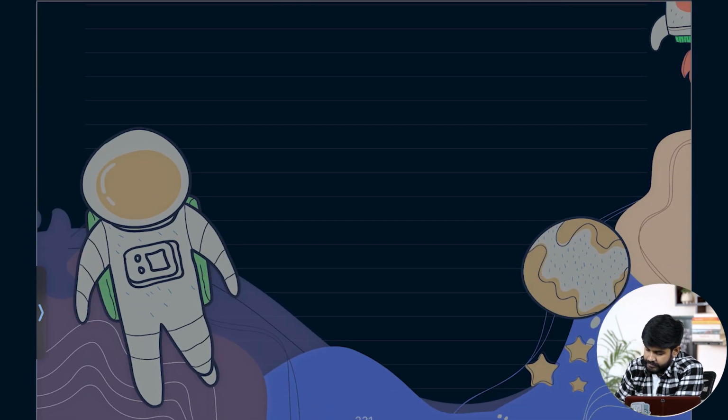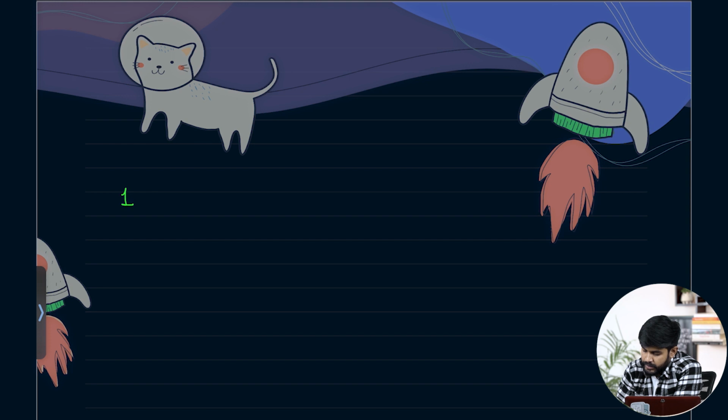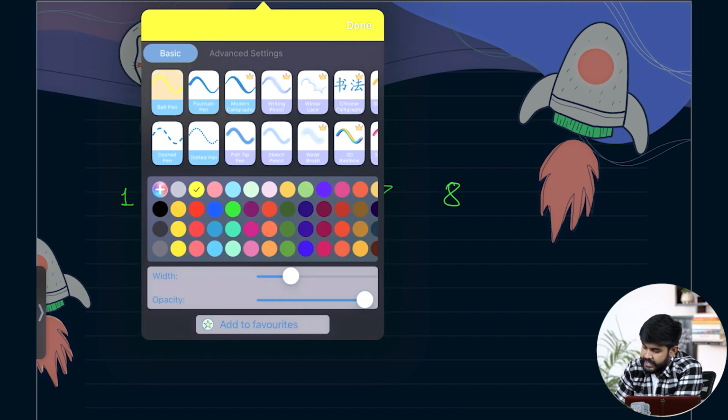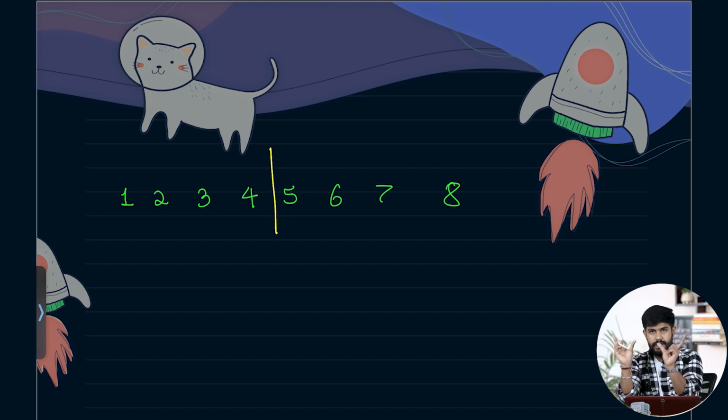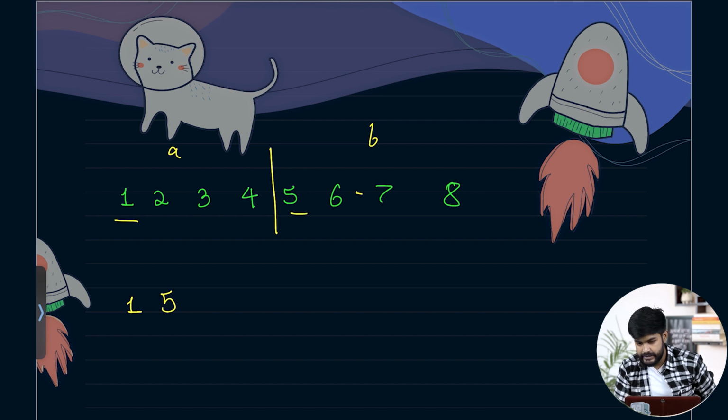Let's have it again with some more numbers: 1, 2, 3, 4, 5, 6, 7, 8. We need to divide the array and think of these two halves as different arrays. This is, let's say, array A, and this is array B. What they want is the first element of the first array accompanied by the first element of the second array, then the second element of the first array and the second element of the second array, then the third elements, and then 7, then 4, and then 8.